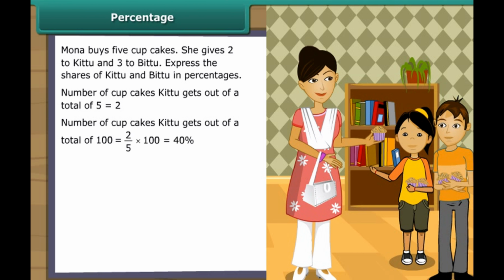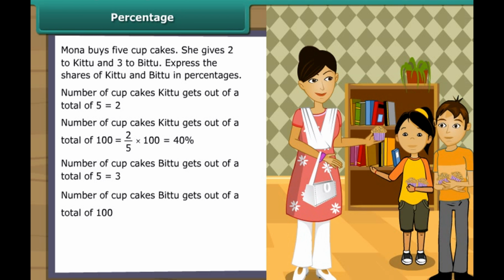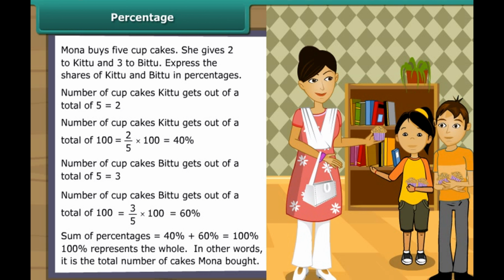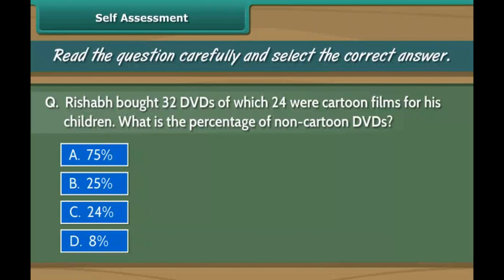is equal to 40%. Number of cupcakes Bittu gets out of a total of 5 is equal to 3. Number of cupcakes Bittu gets out of a total of 100 is equal to 3 upon 5 into 100 is equal to 60%. Sum of percentages is equal to 100%. 100% represents the whole. In other words, it is the total number of cakes Mona bought.